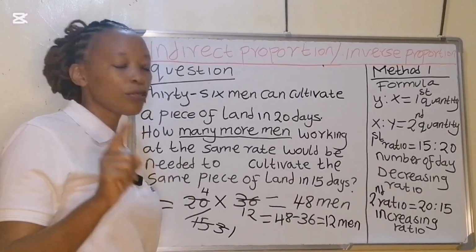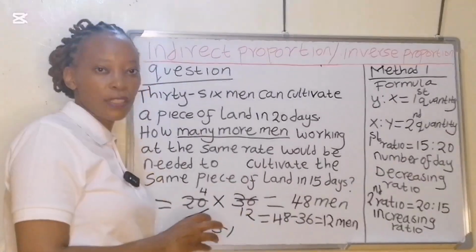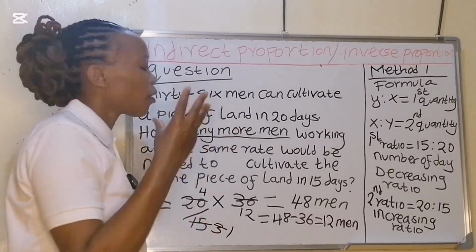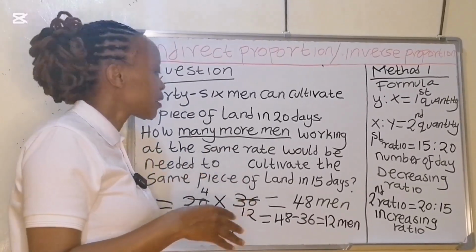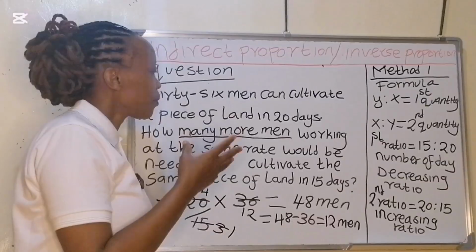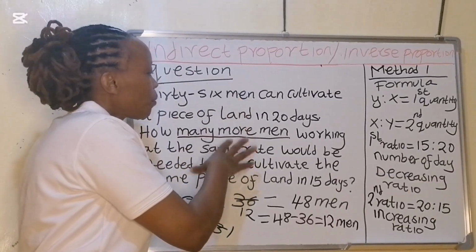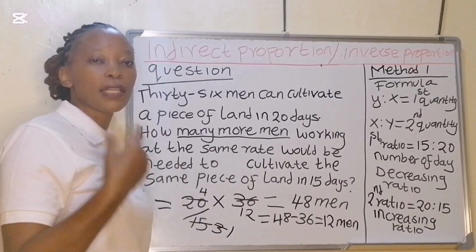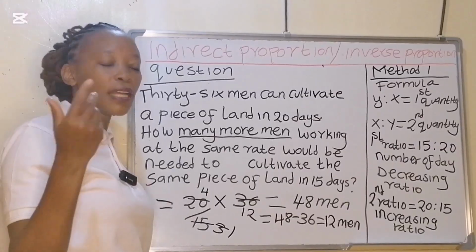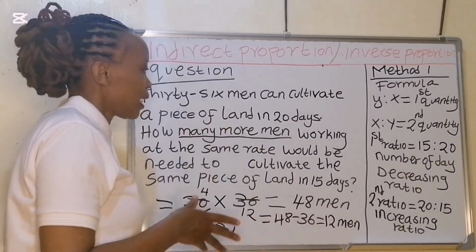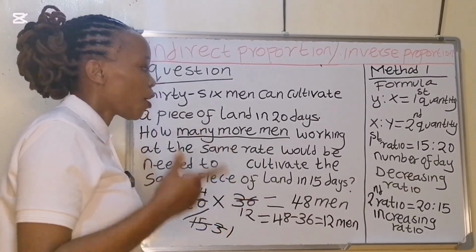So it tells you that you have to be attentive. Sometimes you'll be asked how many more. Sometimes you'll be asked how many. Without that how many more, the more will not be there. So be attentive. You can answer how many more, and even the one that doesn't have how many more.